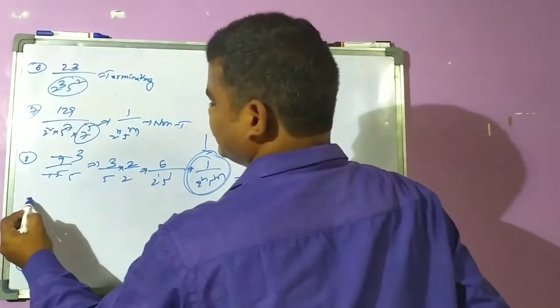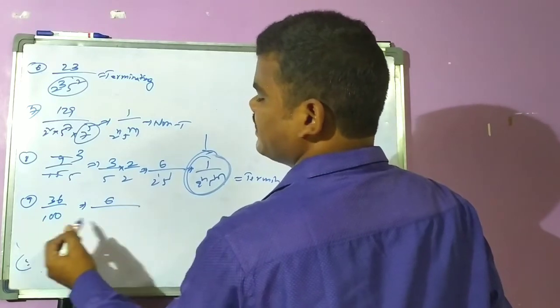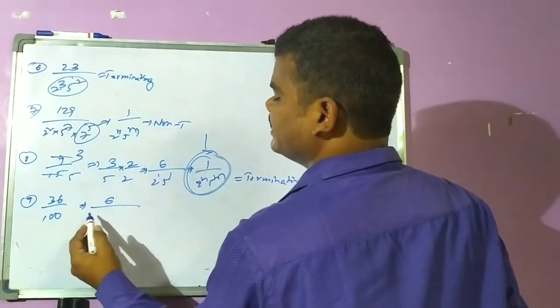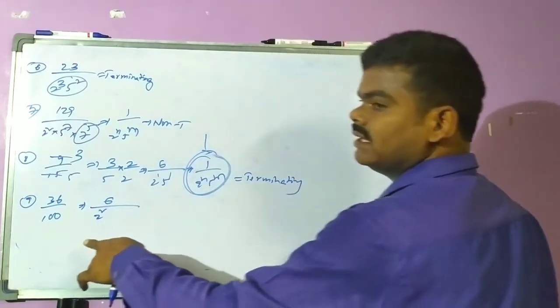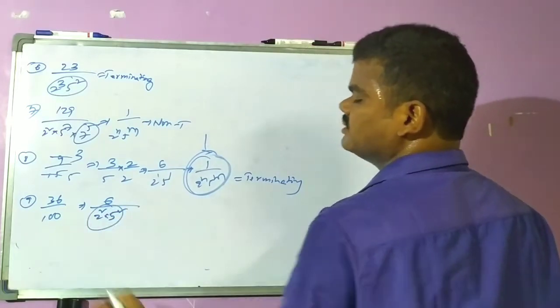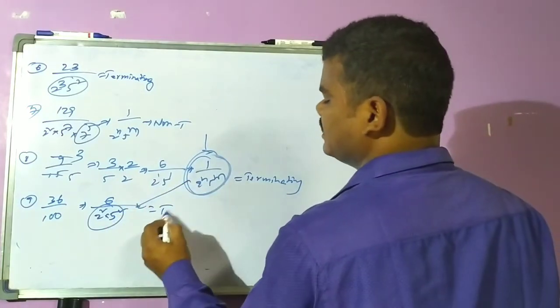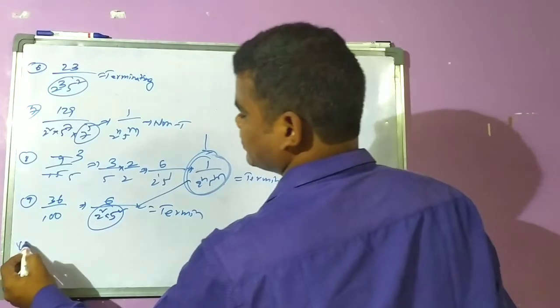36 by 100. See, this can be expressed in 2 square into 5 square, right? So this is also in the form of 2 power n into 5 power m. So this is a terminating decimal expansion. 10th one.